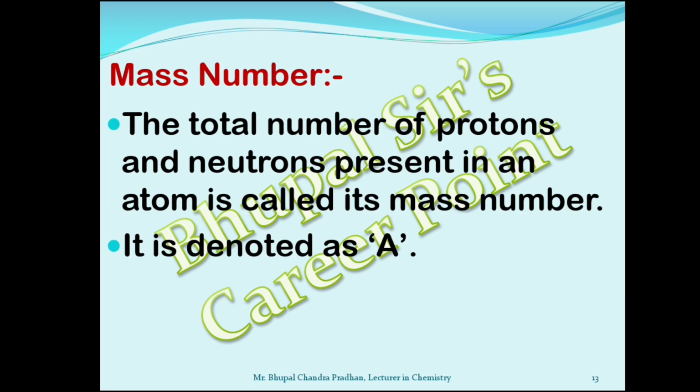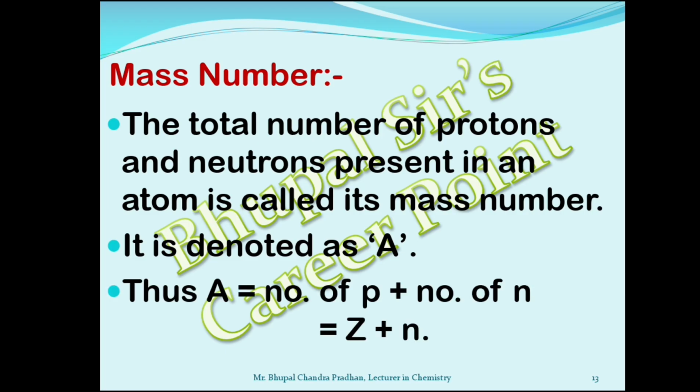It is denoted as A. Thus A is equal to the number of protons plus the number of neutrons, that is equal to Z plus N.